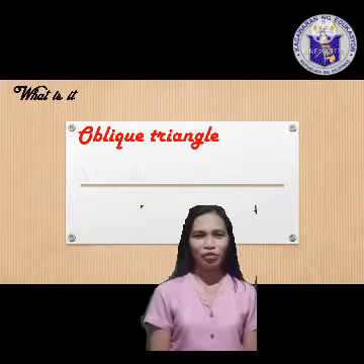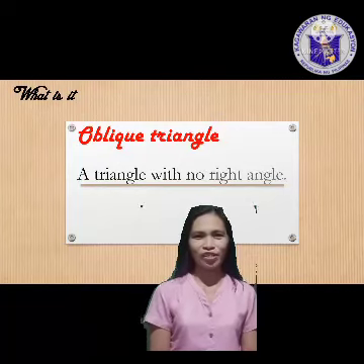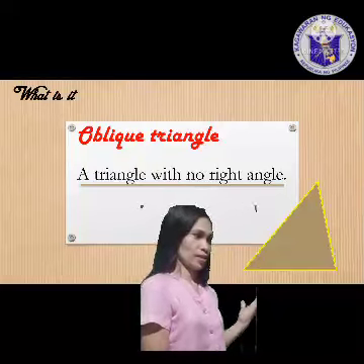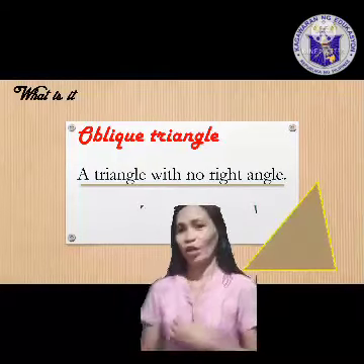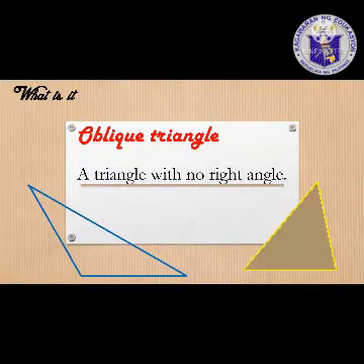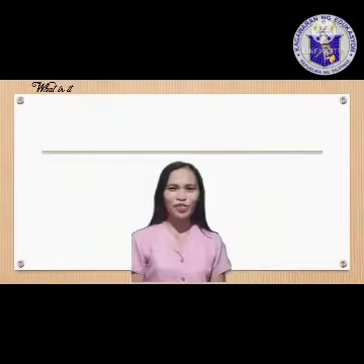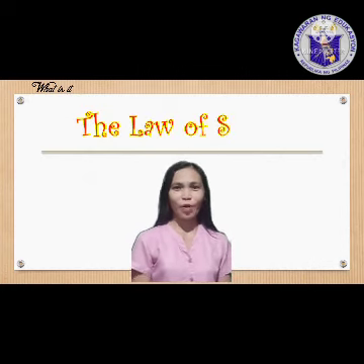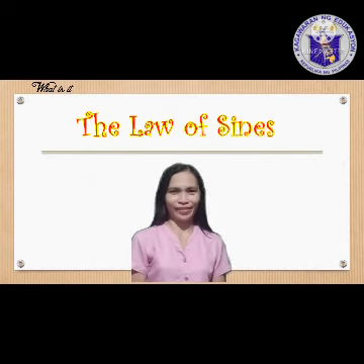What is an oblique triangle? It is a triangle with no right angle, such as an acute or obtuse triangle. Today, we're going to concentrate on the law of sines that we are going to use in solving oblique triangles.